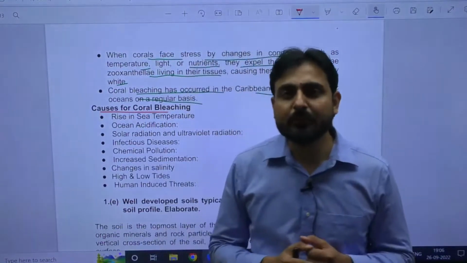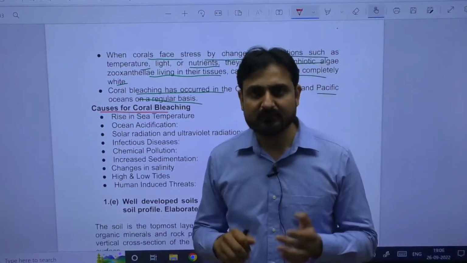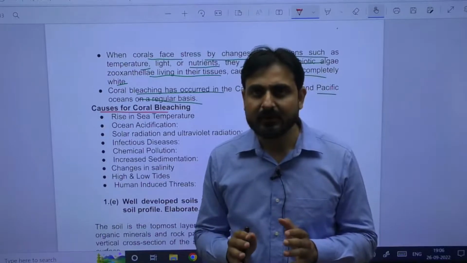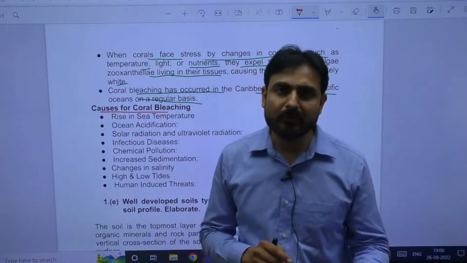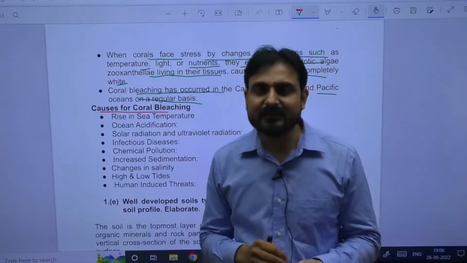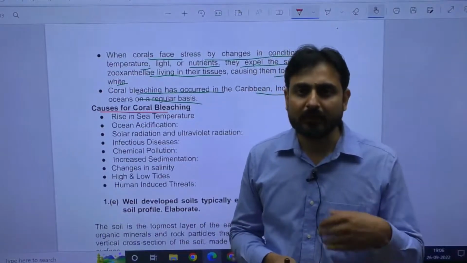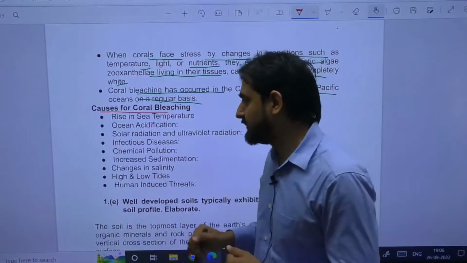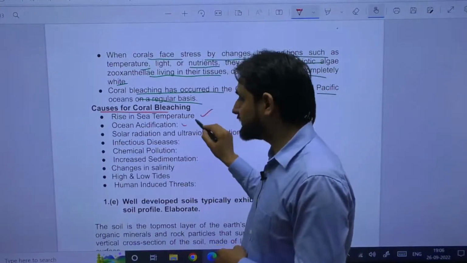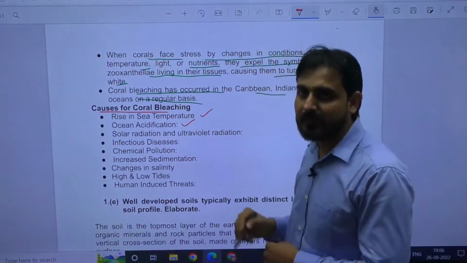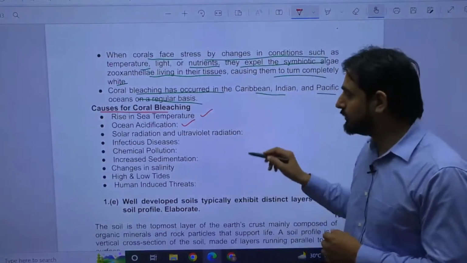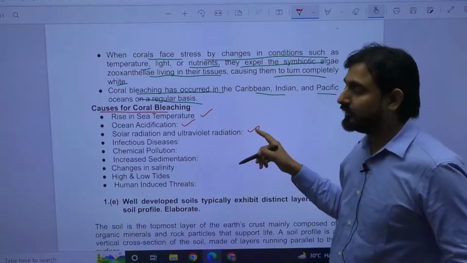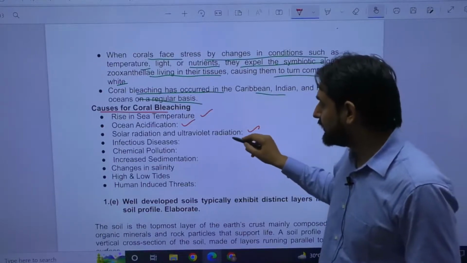Maybe from 21 degrees to around 27 degrees, it's okay, within their bearable range. If the temperature goes beyond or below this range, then they cannot sustain themselves. Rise in the temperature, acidification, lead to death of the coral polyps. Then solar radiation or UV rays.